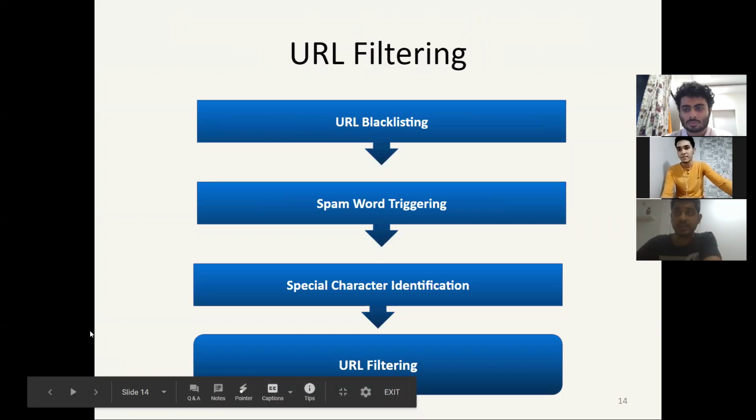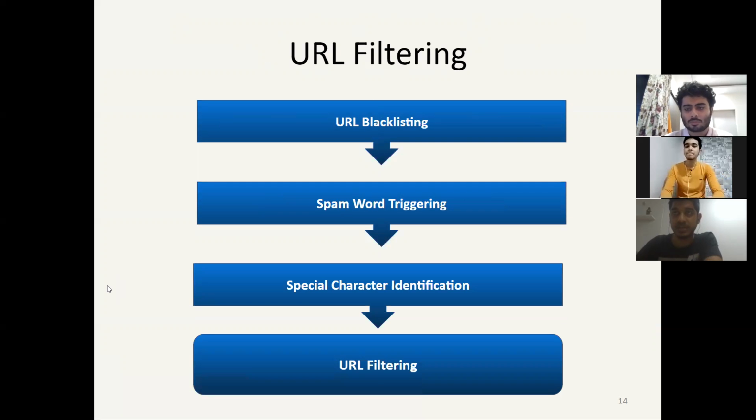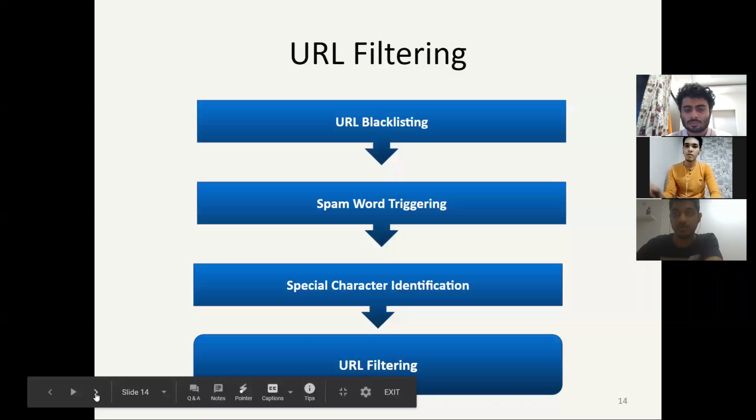So in URL filtering, we first perform URL blacklisting to check if it comes from the blacklisted set of URLs. Then we perform spam word triggering, where the trigger is set when there is a spam word, and then we use special character identification, and we use all these three together for URL filtering.